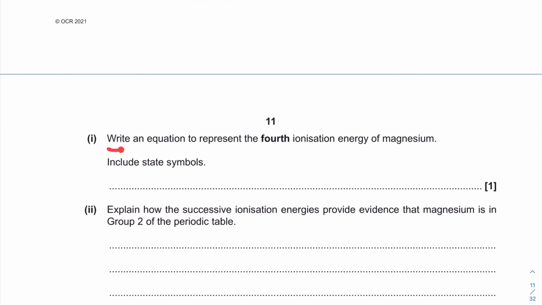B. Write an equation to represent the 4th ionization energy of magnesium. Include state symbols. So the 4th ionization energy means it's going from 3rd to 4th, and that will be here, where we have Mg3+ gaseous state going to Mg4+ gaseous state plus 1 electron.